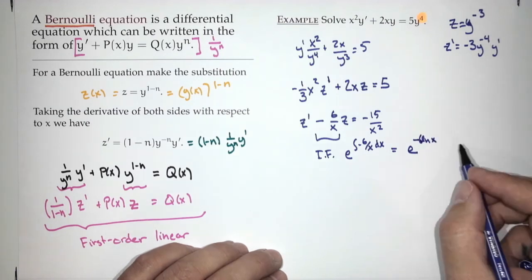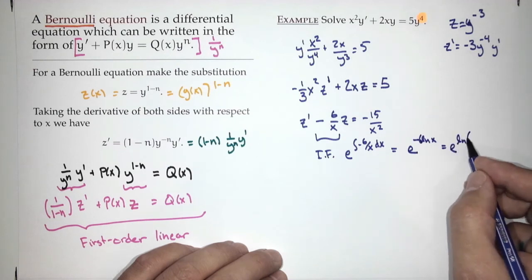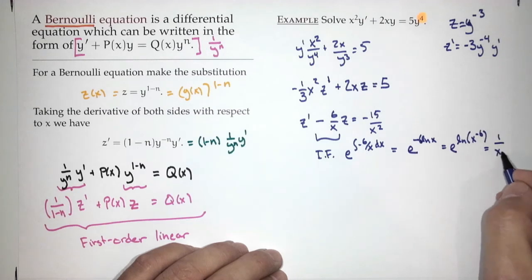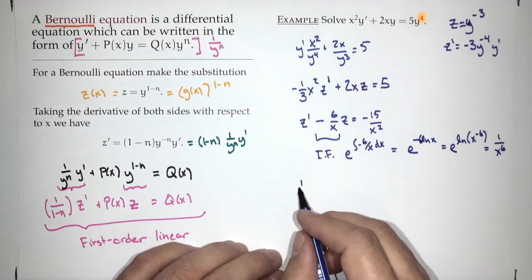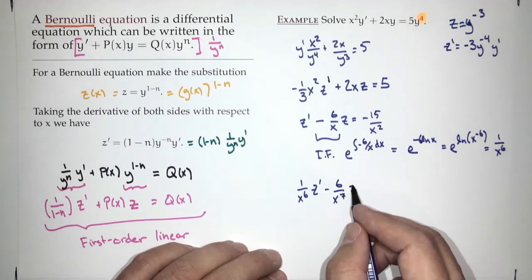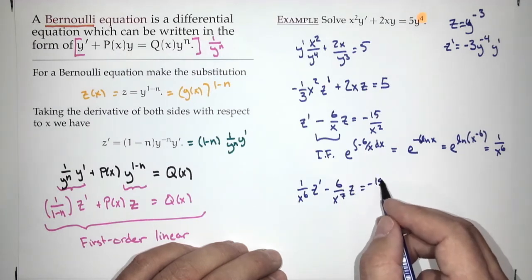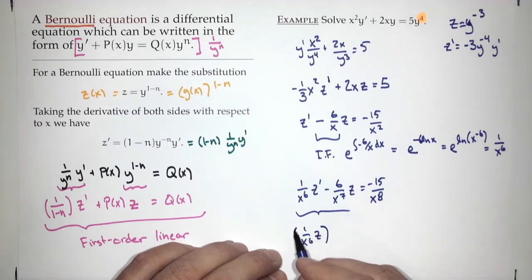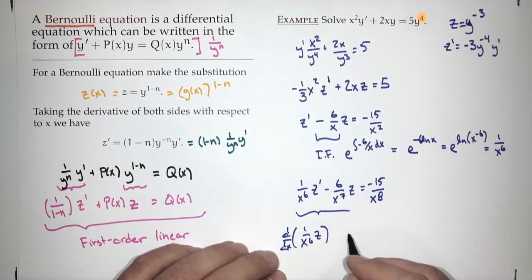Negative 6 ln x, which is the same as e to the natural log of x to the negative 6, so 1 over x to the 6. So multiply everything by 1 over x to the 6, and you get 1 over x to the 6 z prime minus 6 over x to the 7th z is equal to negative 15 over x to the 8th. Wow. But the left-hand side is not so bad. That's 1 over x to the 6th times z, and take the derivative of that. That's, like I said, not so bad. That's going to equal negative 15 over x to the 8th.